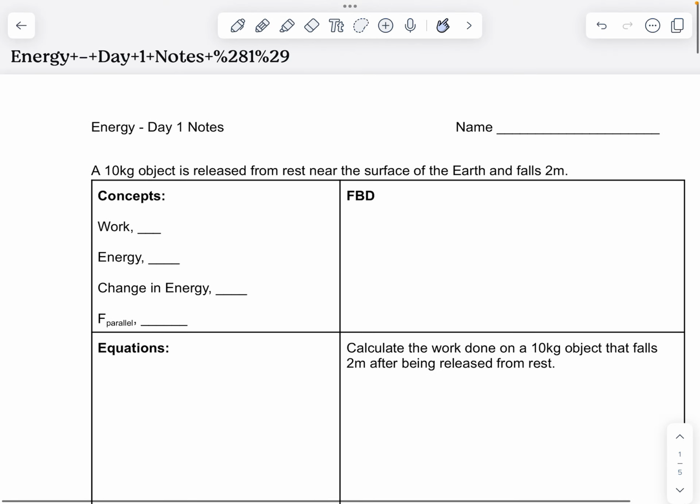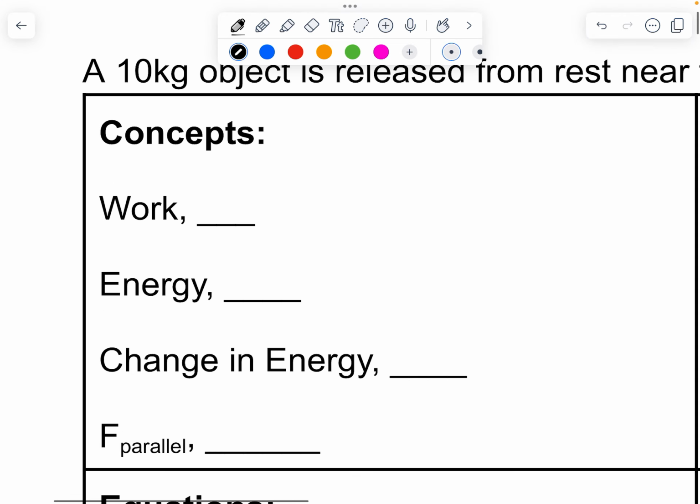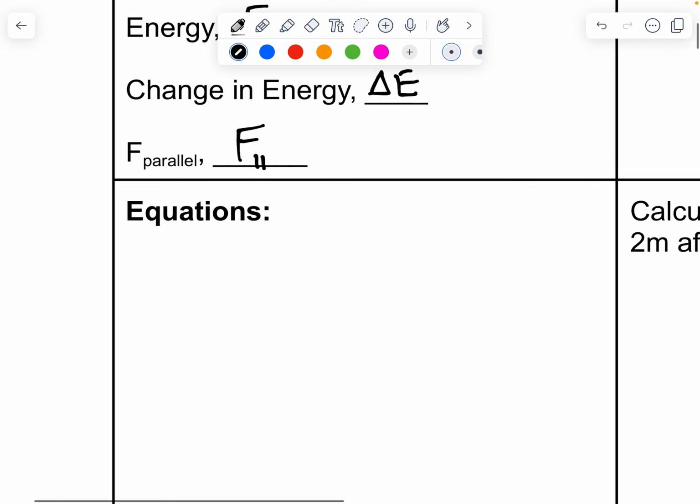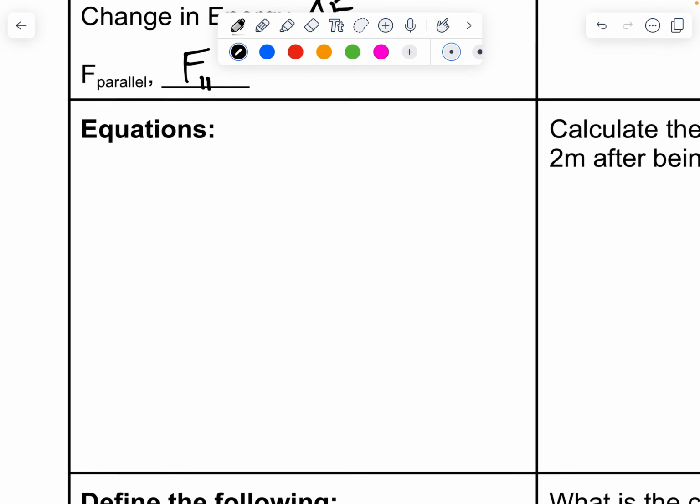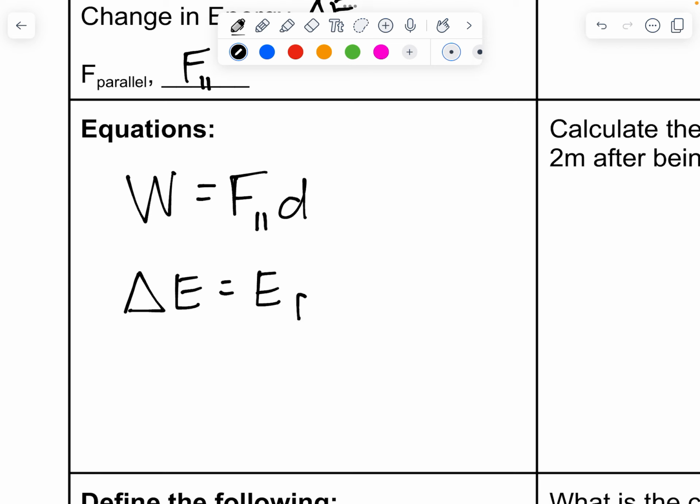Just some symbols. So work is W, energy is E, change in energy will be delta E, and F parallel can be rewritten with this little symbol right there, two parallel little lines. Okay, in terms of equations, again, work equals F parallel times displacement. And we have delta E, change in energy, equals energy final minus energy initial.